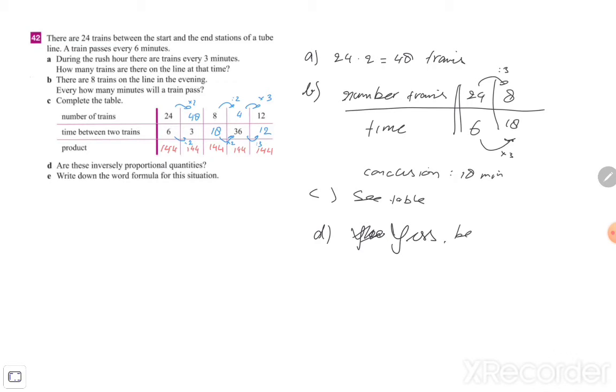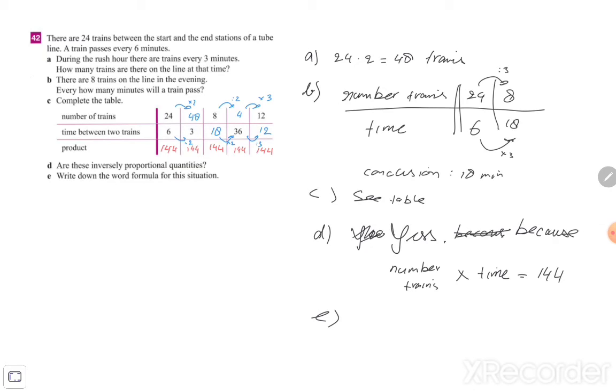And why? Because if you do the number of trains, if you multiply it each time with the time, you get a constant number, 144, each time. So that's the reason that the last line, the product line, is each time 144. And then the last one, exercise E, write down the word formula for the situation.